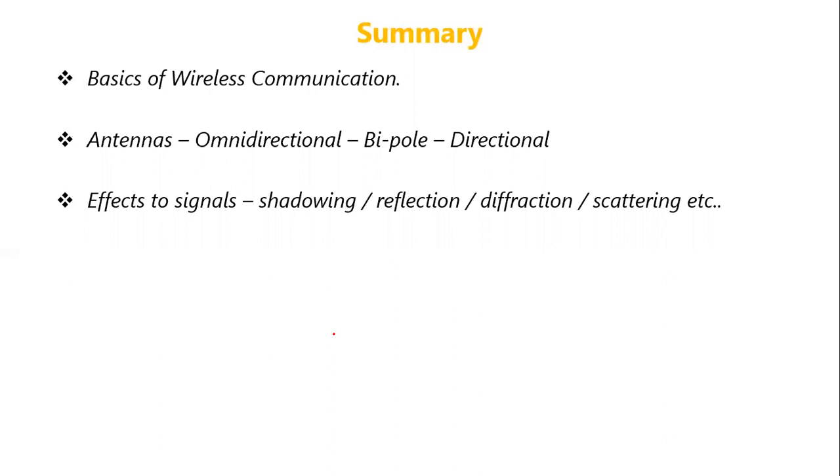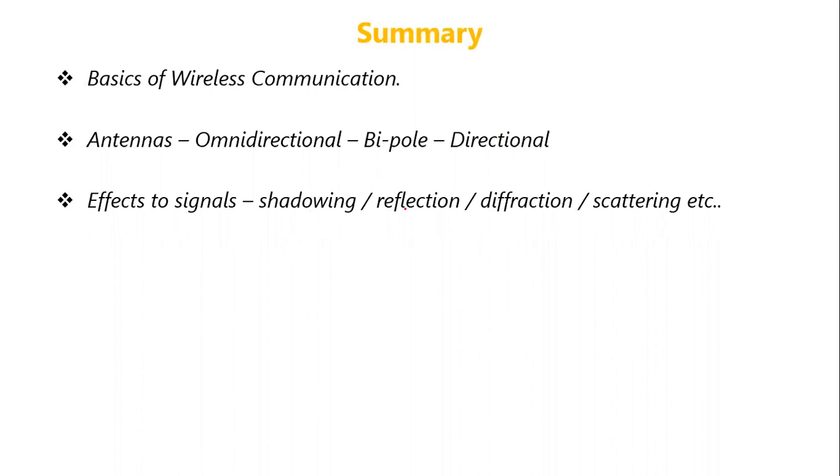Similarly, we have also discussed diffraction, which means if the signal hits the edge of an object, then it may get diffracted. And also we have discussed scattering. Scattering happens if the size of the object is less than the wavelength of the signal. Reflection and shadowing happen if the size of the object is greater than the wavelength of the signal.